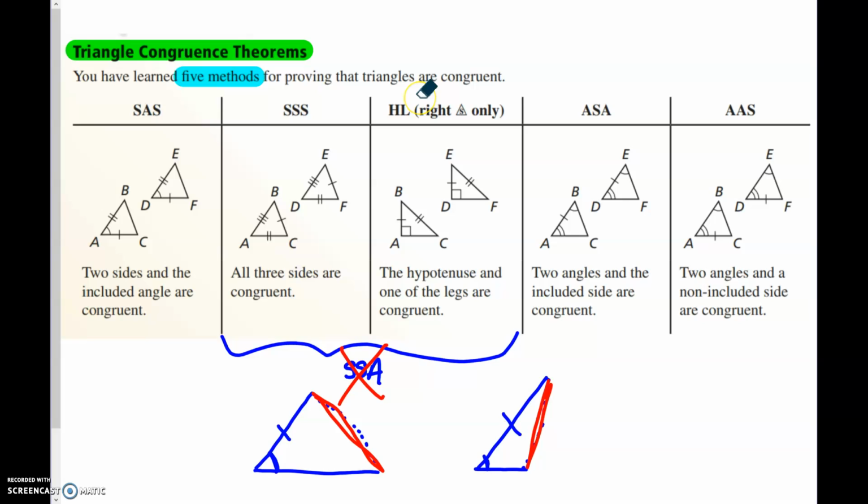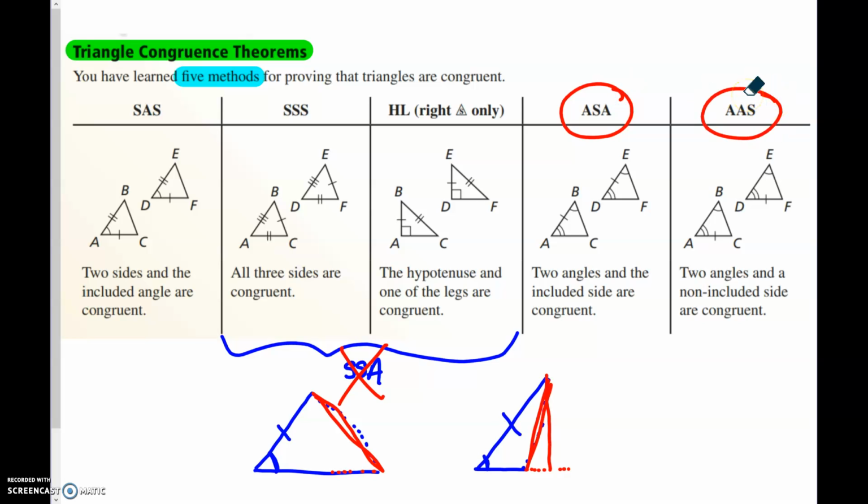But hypotenuse leg does work if we know that that angle is right. Because what happens is we push this out, out, out, out, and this one in. When it eventually meets and it comes down here at an exact right angle, then we know that it does work. Okay, and then the two new ones that we found today were angle, side, angle, and angle, angle, side.